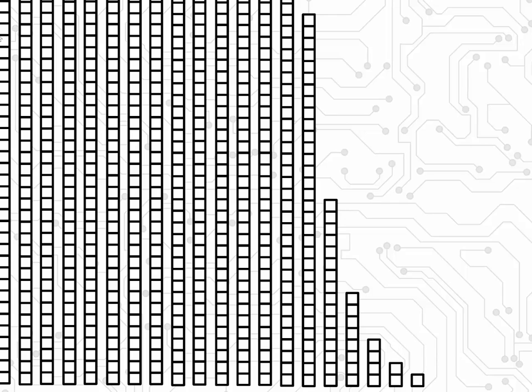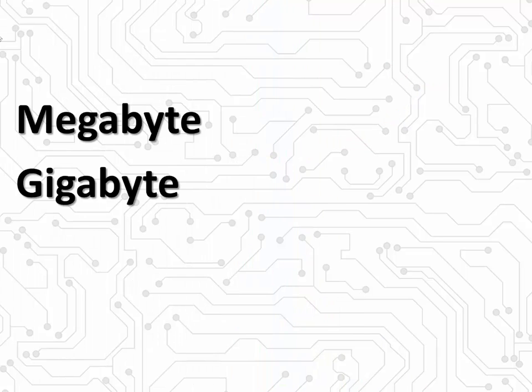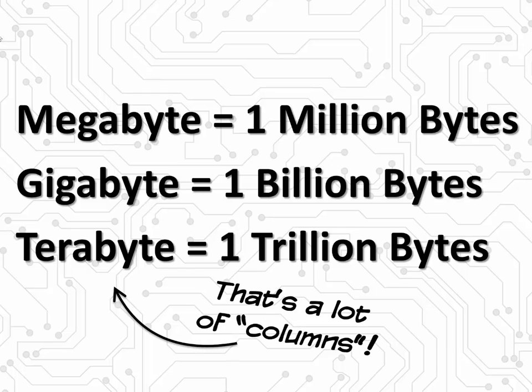Each of these columns represents what's called a bit in computer science. 8 of these bits make up a byte. You know how sometimes people talk about megabytes and gigabytes and terabytes? They're talking about the number of columns inside of a computer. The more columns you have, the more data you can store.